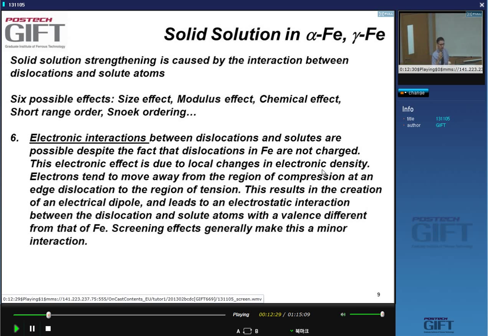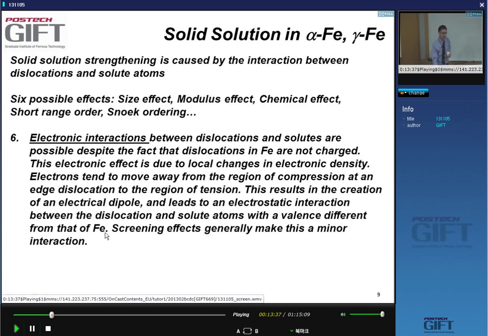You may wonder, why do we talk about electronic density? There are some materials where the dislocations are actually charged. If you think about ionic crystals, like sodium chloride, you also have dislocations there. They necessarily have a charge. At the end of the dislocations, you have an electric charge. In the case of metals, you don't really have a charge, but the distribution of electrons is altered. So electrons move away from regions that are in compression, and they enrich regions that are in tension. And so you get an electrical dipole. And a dipole can interact with a charged particle. That would be an element, a solute that you have added, which has a valency different from that of iron.